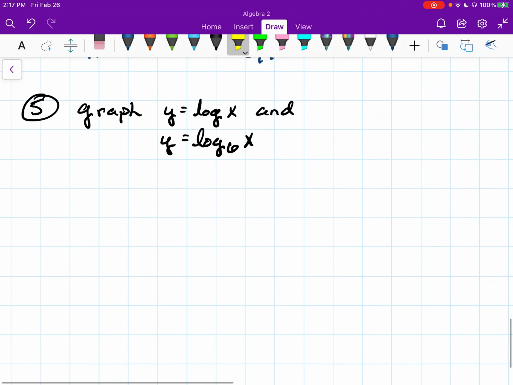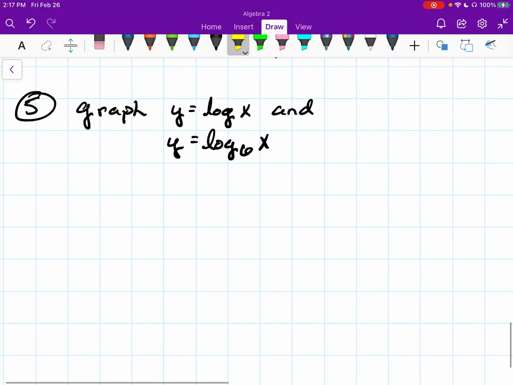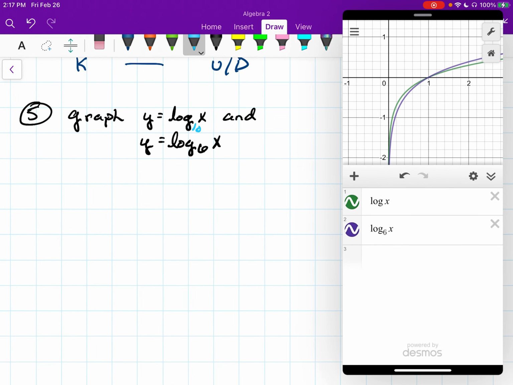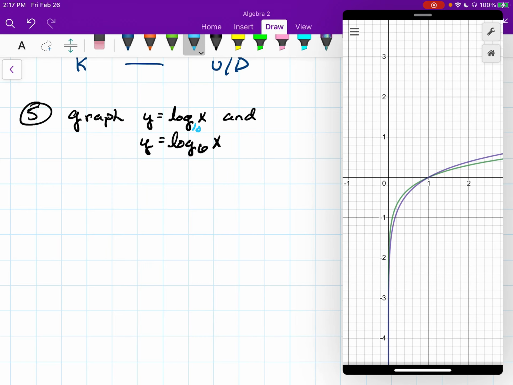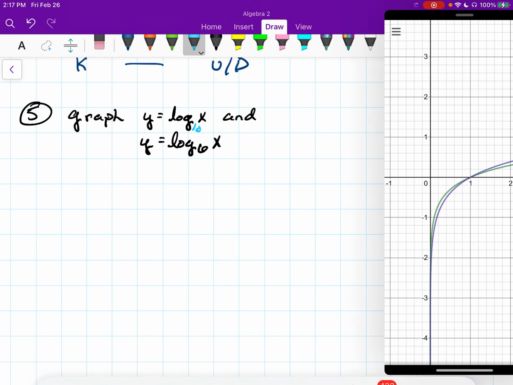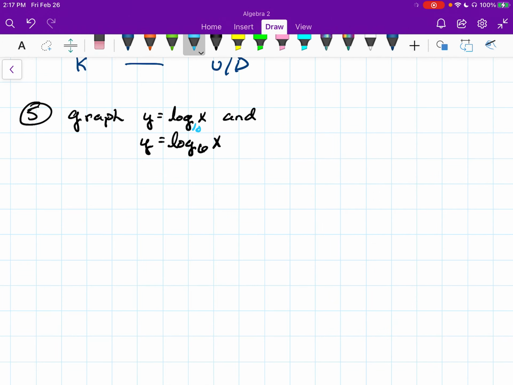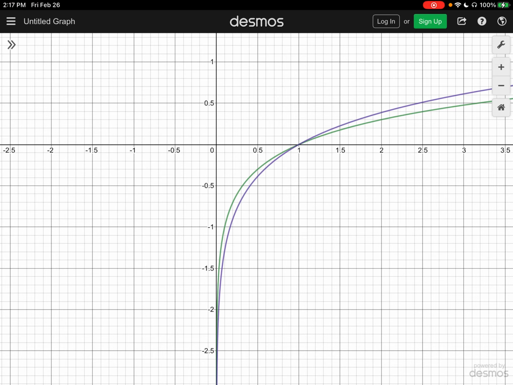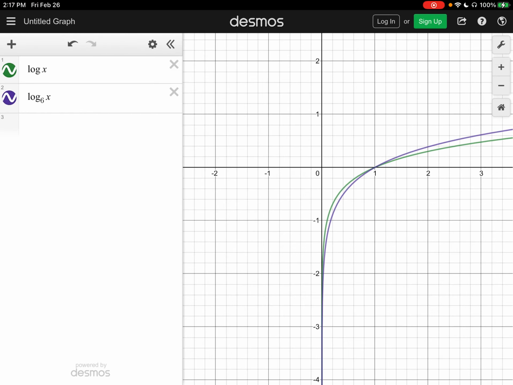Moving on. Number 5, graph y equals log base 10 of x and log base 6 of x. What we're going to do here is look at it on Desmos. Actually, am I able to open this to the full screen? I want it on the full screen. There we go. All right, so the green one is log base 10 of x, and the purple one is log base 6 of x.